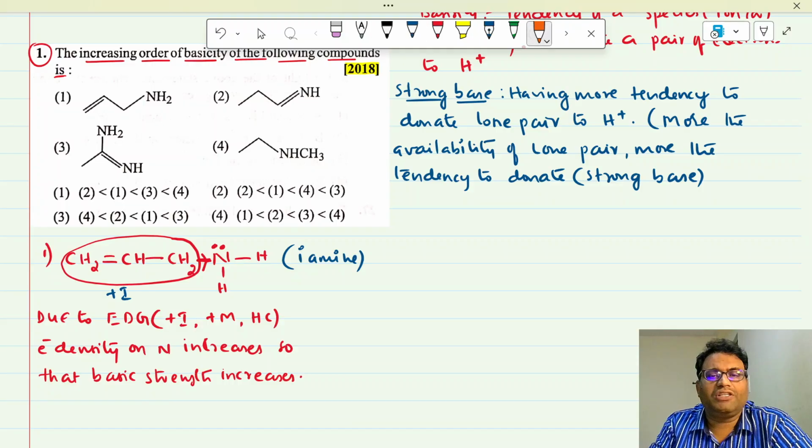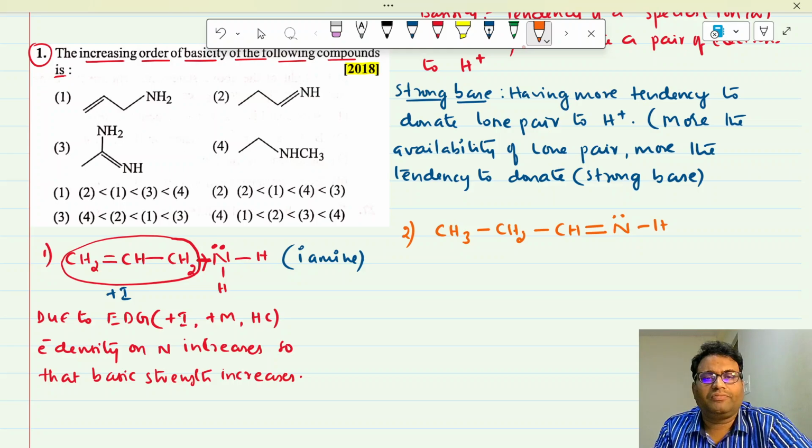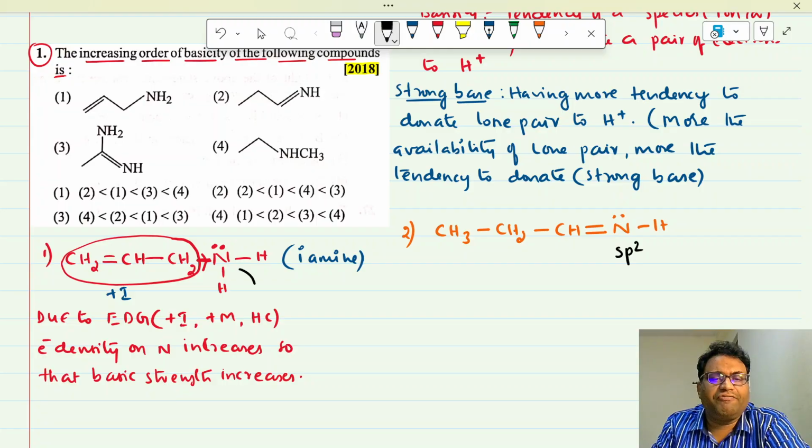Let us move to the second option. In the second option, what is given? CH3, CH2, CH double bond NH. What is this amine? Okay. So now, what is the hybridization of nitrogen here? How many sigma bonds do we have? 2 sigma and 1 lone pair. 2 sigma and 1 lone pair means sp2 type of hybridization. Here if you see this, this is sp3 hybridized.